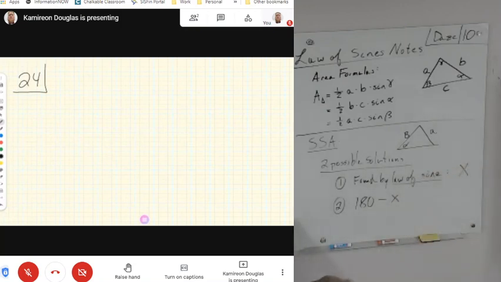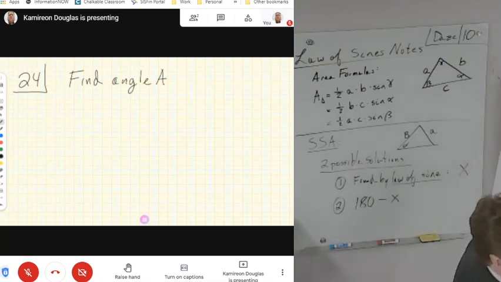Now again, this technique we talk about today is different than yesterday's technique. This technique is only useful for side-side-angle specifically. If you do not have side-side-angle, do not use this. Okay? Look at 24. It says, find angle A. This is not an area problem, it's just saying find angle A. This is clearly a law of sines problem because we're trying to find something that is missing.